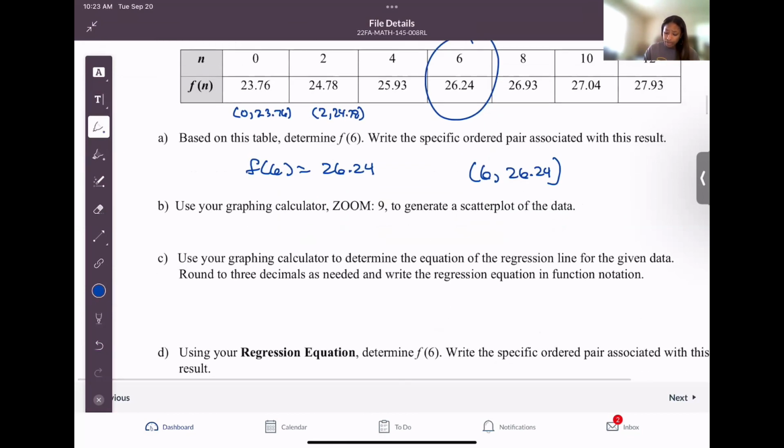And then after we create the scatter plot, we're going to do a couple of things. For part B, we need the calculator. And for part C, it says use your graphing calculator to determine the equation of the regression line for the given data. So we're going to plot the points, see if they kind of look linear, and then try to come up with an equation of a line that closely fits these points. And we're going to do all of this with our graphing calculator.